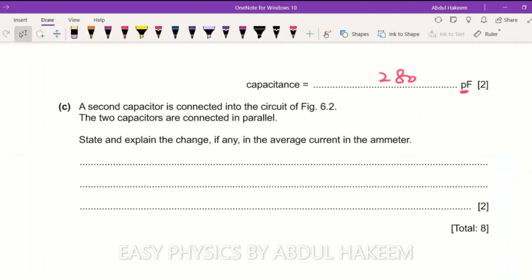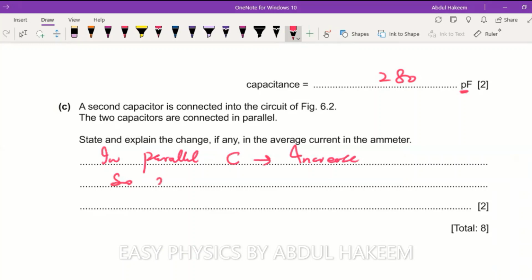Next, a second capacitor is connected into the circuit, the two capacitors in parallel. Yes, in parallel, the capacitance increases. State and explain the change, if any, in the average current in the ammeter. So look, in a parallel combination of capacitors, the capacitance C increases.